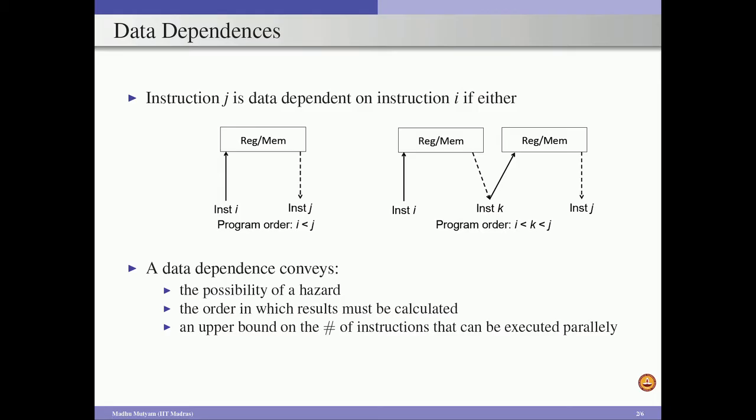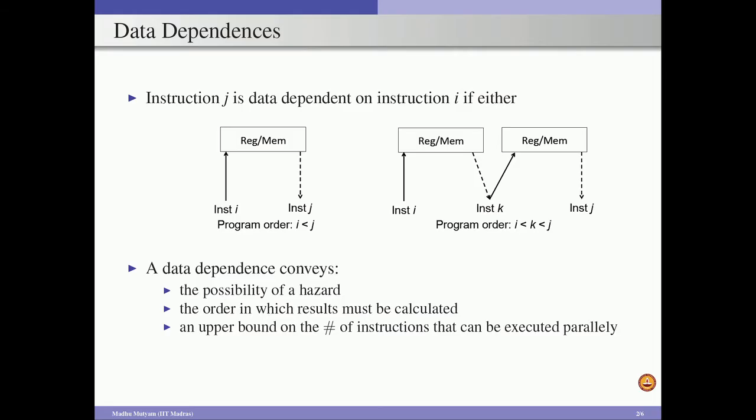In other words, when there is a data dependence between instruction I and J, where J is going to consume the value supplied by instruction I, instruction J should not be executed before instruction I. So, that indicates that there is a possibility of a hazard if you reorder these instructions. Also, we know that we have to execute instruction I first before instruction J, because there is a data dependency between them. That is nothing but the second point: the data dependence conveys the order in which the results must be calculated.